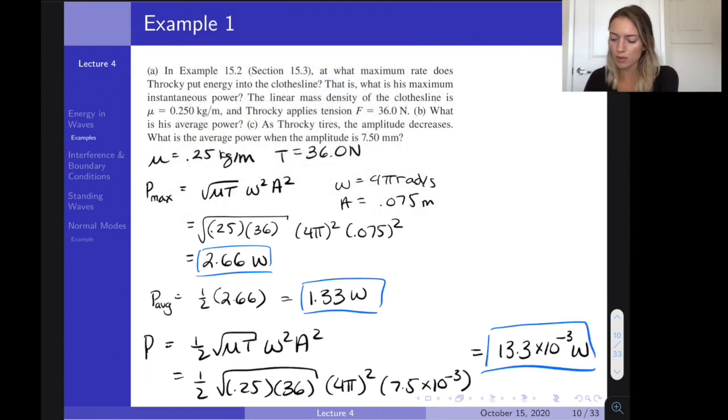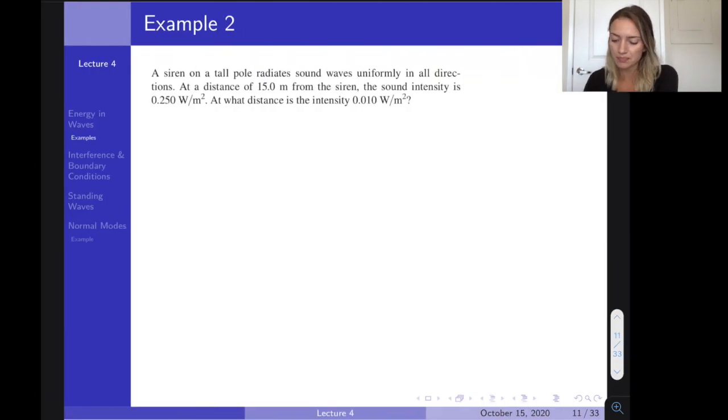Okay, so this was an example with power. Now let's look at a simple example with intensity. Here we have a siren on a tall pole that radiates sound uniformly in all directions. At a distance of 15 meters from the siren, the sound intensity is 0.25 watts per meter squared. At what distance is the intensity 0.01 watts per meter squared?